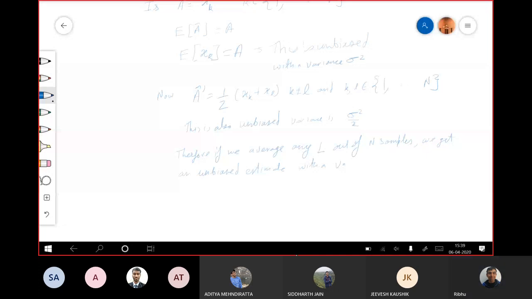And how you say that, you take a weighted average, give weight alpha 1 to the first sample, alpha 2 to the second sample, such that the sum of all alphas equals 1. That would also be an unbiased estimate of A, right? So in that case as well, you'll get some variance.